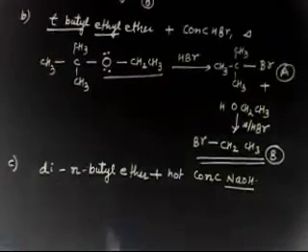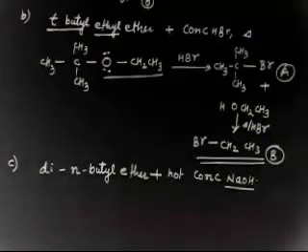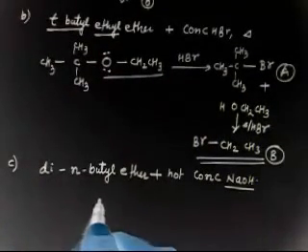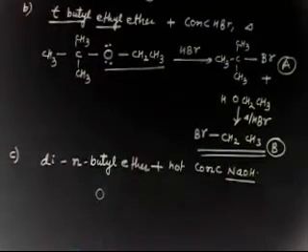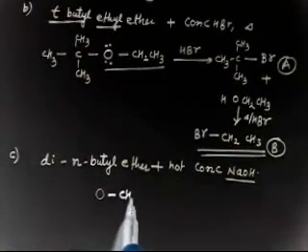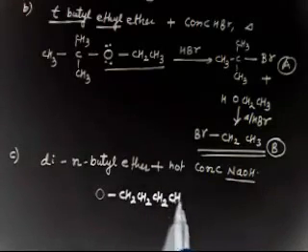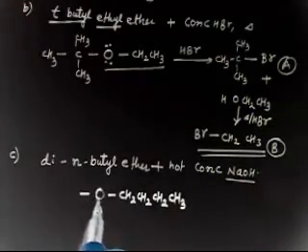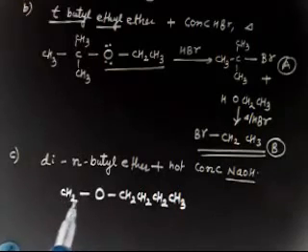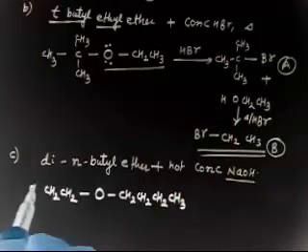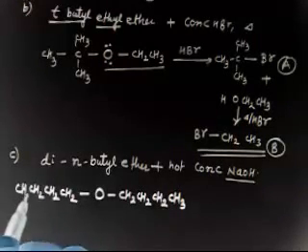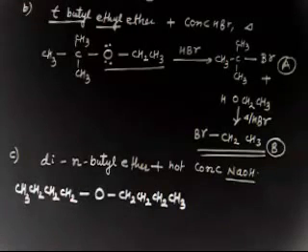So first let me write di-n-butyl ether. You can draw the structure yourself. So you will have oxygen, and both sides will have a butyl group. So CH2 CH2 CH2 CH3. So this is one. This side also you will have CH2 CH2 CH2 CH3. So this is di-n-butyl ether.